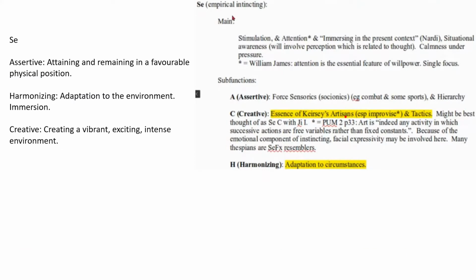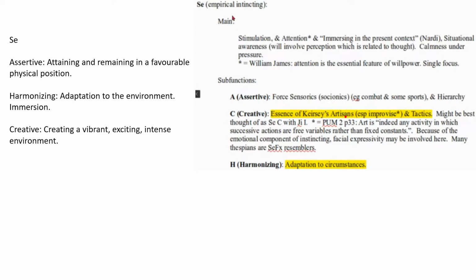So I went through and thought about some of the subfunctions for each type, and I tried to condense it for my own thinking. I like the idea of short descriptions of each one, and I think in trying to condense them, that's a good exercise in really understanding what they are in essence. So SE, attaining and remaining in a favourable physical position.